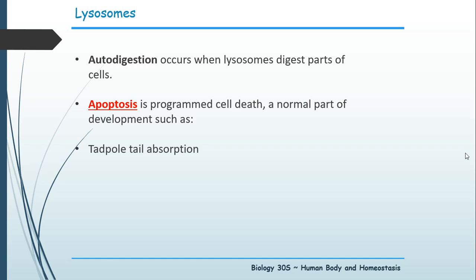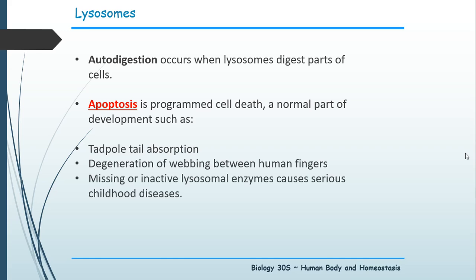So what they can do is they can reabsorb a tadpole tail so that your cells can't move anymore. If they can't move, they can't function. They'll die. If there's ever an issue, it can create something called degeneration of webbing between human fingers. Usually when you're a fetus, you'll grow with little webs, kind of like a frog. But through apoptosis, you should develop a situation where that webbing gets destroyed. Some people still have web fingers and toes because the apoptosis didn't function properly there.